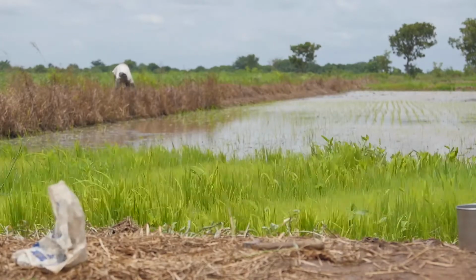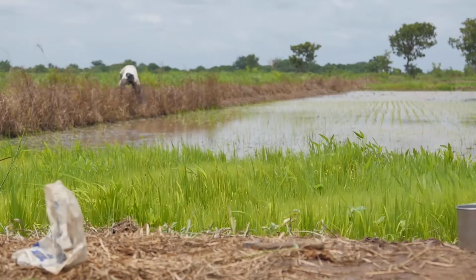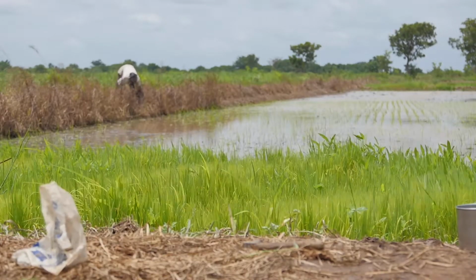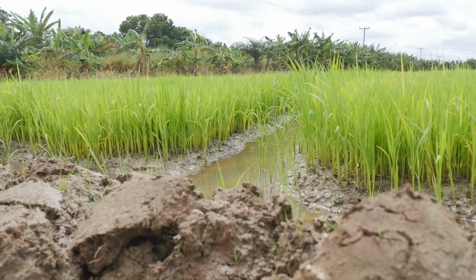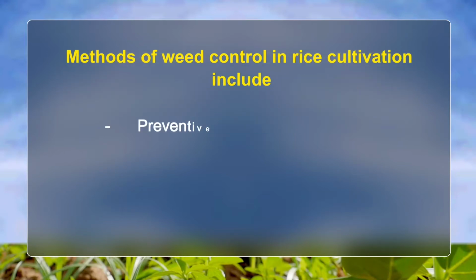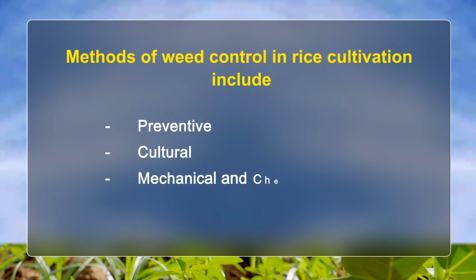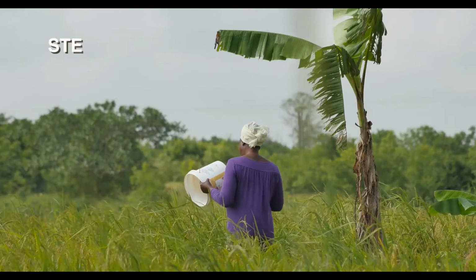Step 8. Weed regularly. Weed rice field at 3 and 6 weeks after seeding or transplanting. For best weed control, maintain water at a depth of 10 to 15 centimeters in bunded fields. Methods of weed control in rice cultivation include preventive, cultural, mechanical and chemical. That is the application of the recommended herbicides using the right formulation. Note that chemical control should be the last resort when managing weeds.